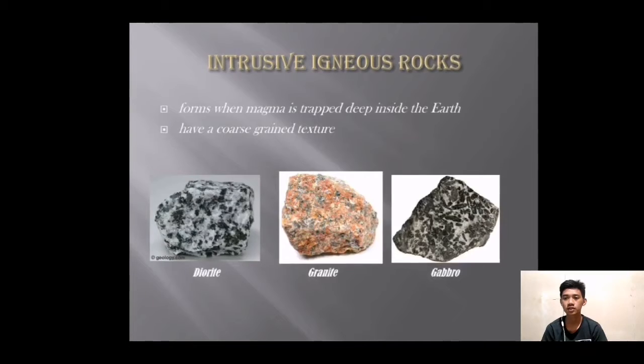Intrusive igneous rocks. These are magma that cools down inside the volcano. Coarse grain textures generally indicate magmas that slowly cool deep underground. These are some examples of intrusive igneous rocks: diorite, granite, and gabbro.